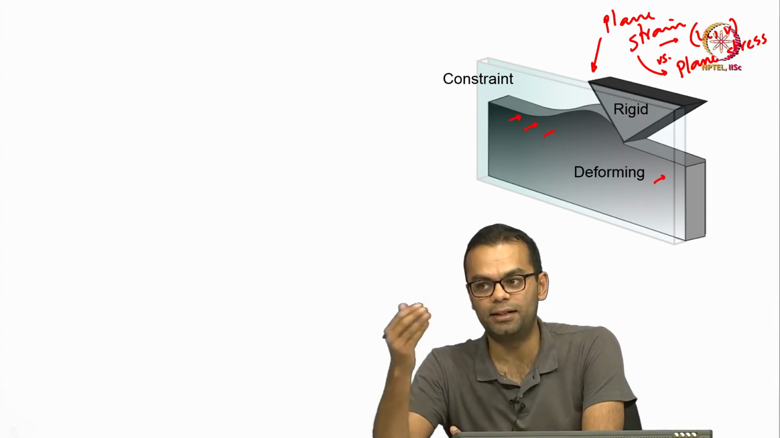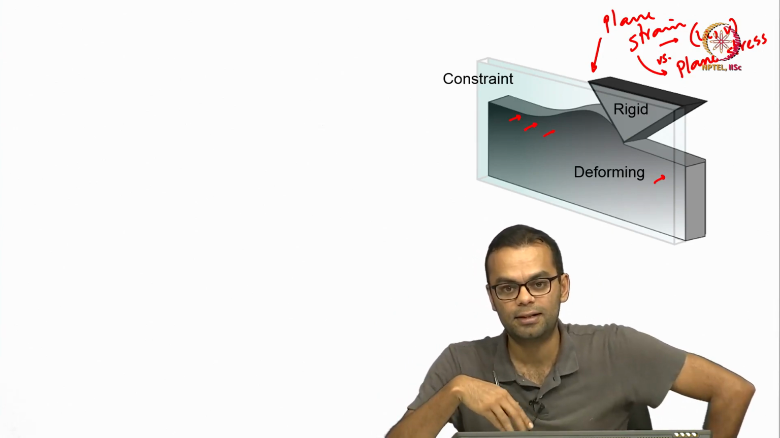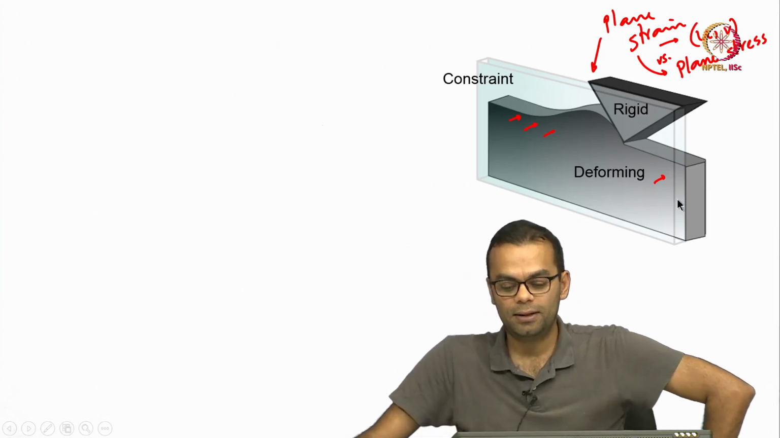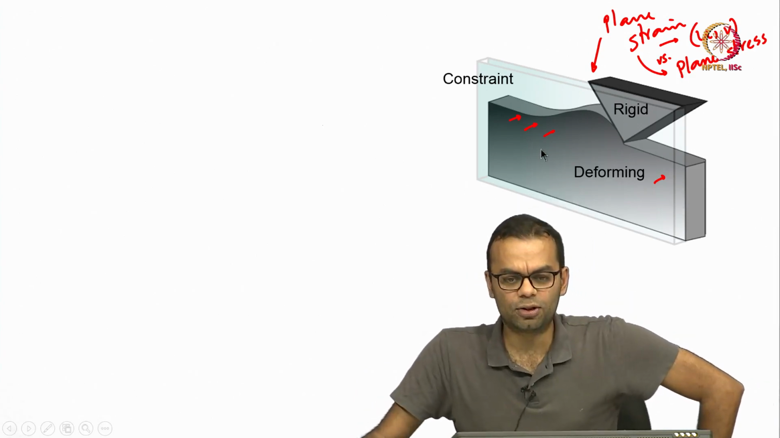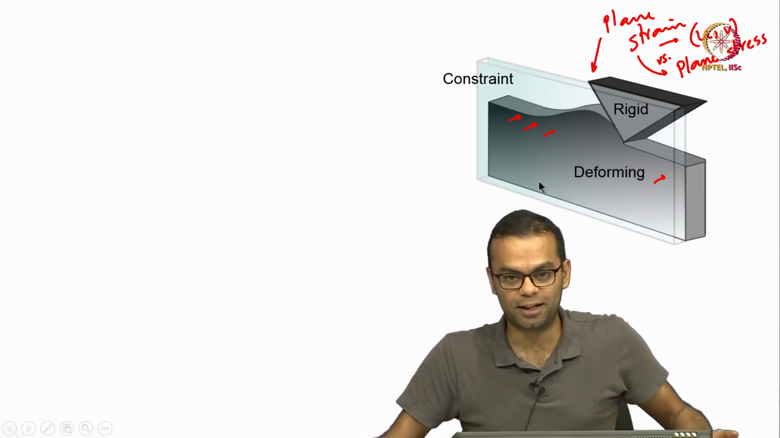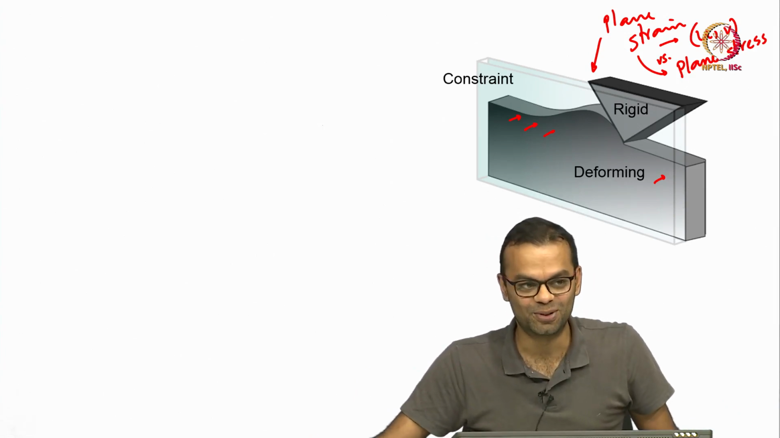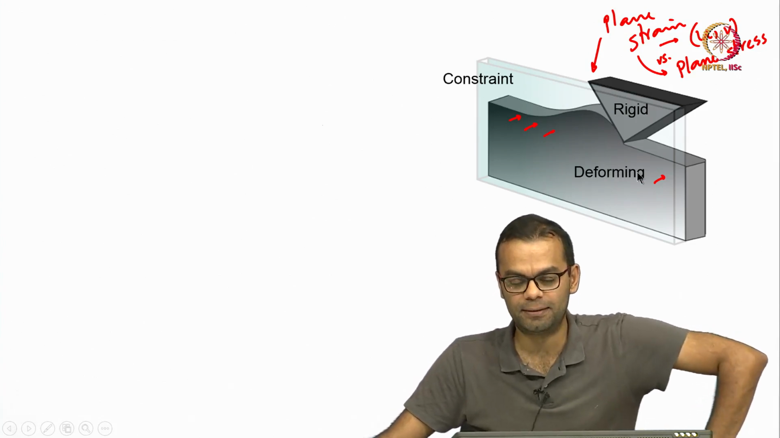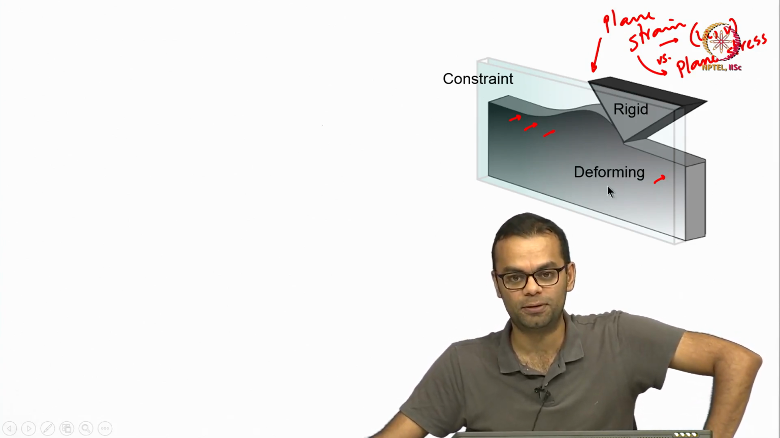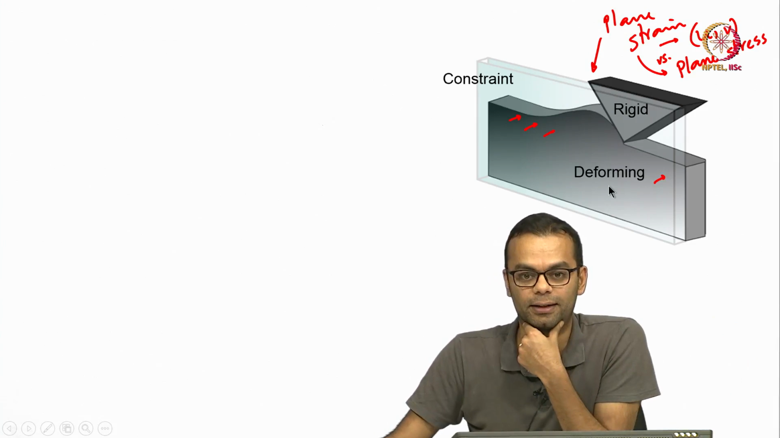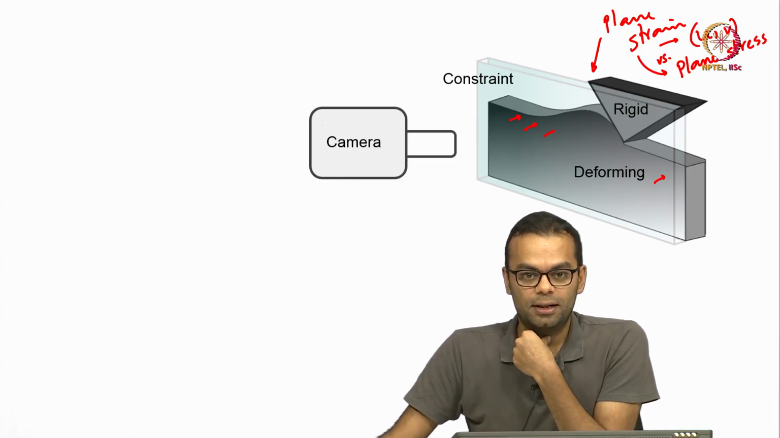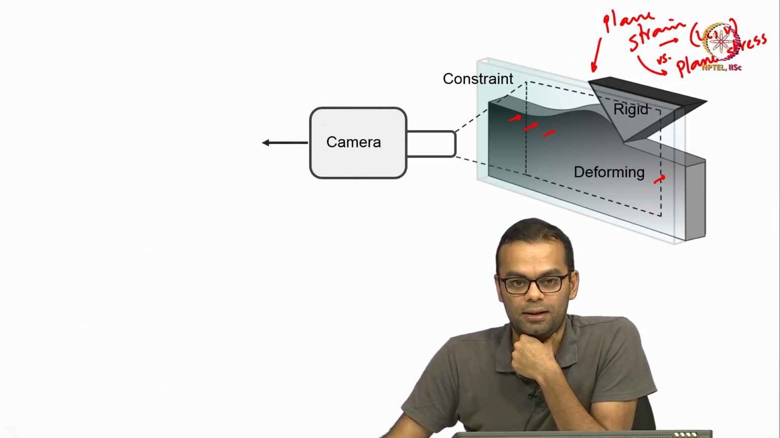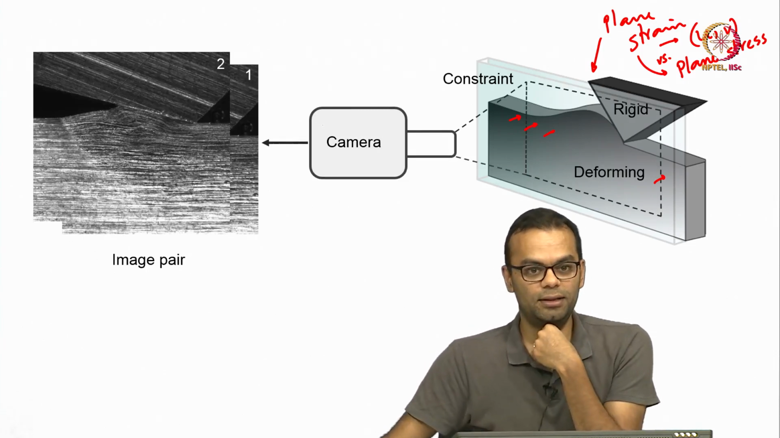Because we are measuring the kinematic parameter, which is the strain in this case, we do not have to worry about the stress component, it makes our life easier. Anyway, the constraint is there, and of course the constraint has to be transparent because you have to look through it. It is fixed to the deforming workpiece to prevent out of plane motion, and you have a camera that looks at a particular field of view, and from the camera you get a sequence of images.